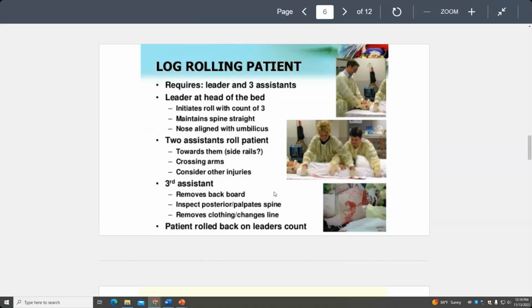Heads weigh about 10 pounds. They're heavy. They're like a bowling ball. So if you are the person that is turning and holding that head, you are holding that bowling ball. So your arms are going to get tired. So make sure that if you're log rolling, and if you're turning them to do a bath or get the sheets out from under or anything, you may be holding that head.